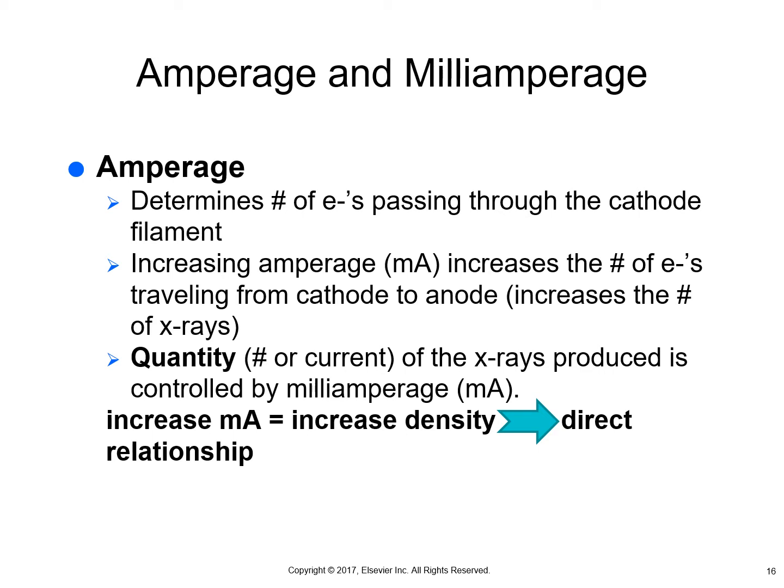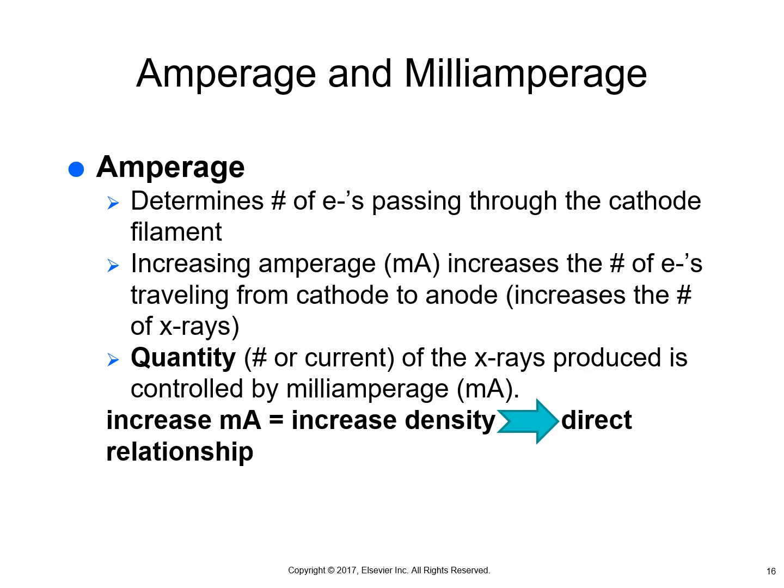So if I increase the amperage or the mA, I'm going to increase the number of electrons that are created and available to travel from that cathode to the anode. Quantity is also referred to as current. It's the number of electrons created, number of X-rays produced, or current. So all of those things could be associated with amperage. If I increase mA, it has a direct relationship with density.